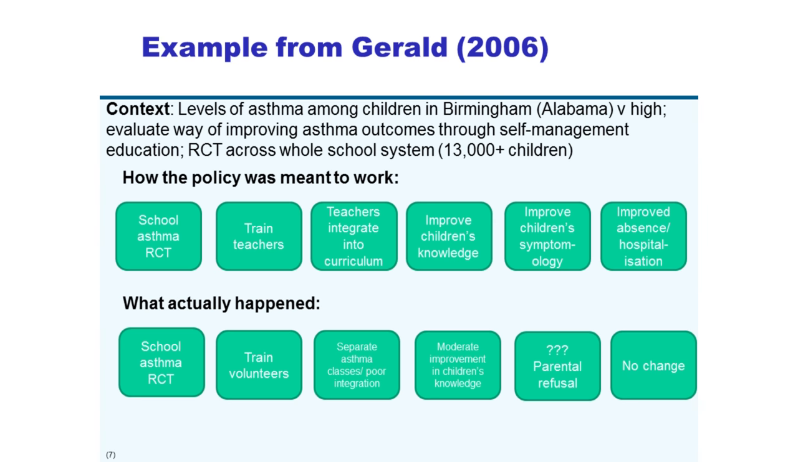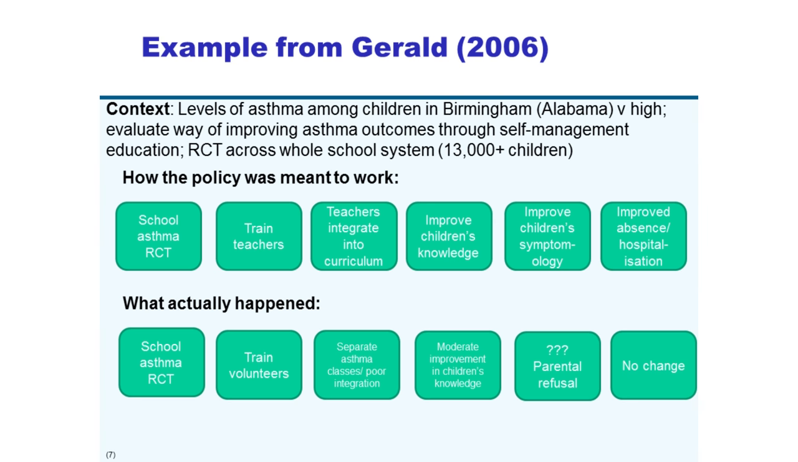The design was a randomised control trial across the whole school system, and this is what the logic model for that particular evaluation looked like at the top. So this is how it was meant to work. So their goal was to improve levels of school absences and decrease levels of hospitalisation. To do that, they thought that they needed to improve children's symptomology. To get to that point, they thought that they needed to increase and improve children's knowledge of asthma. To do that, they wanted teachers to integrate self-management into general school curriculum. To get to that point, they wanted to train teachers, and that was the basic design of the intervention.